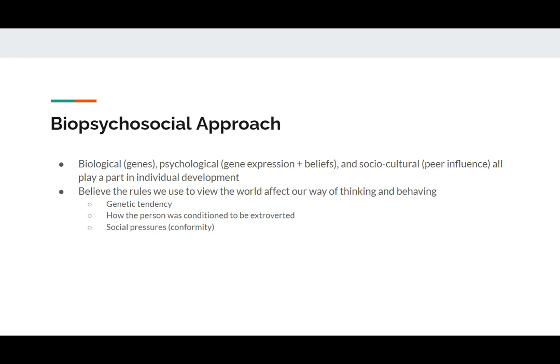As an example, extroversion could be explained by genetic tendency, or by how the person was conditioned to be extroverted, which is social conditioning, and also by their psychological side, like they think in their mind that it's better to act this way. And then we have social pressures like conformity, and this is the social part.